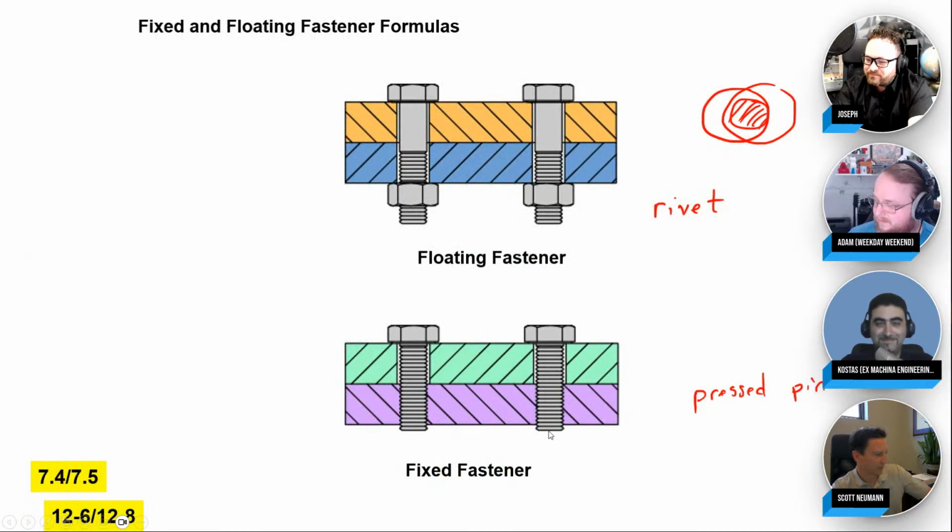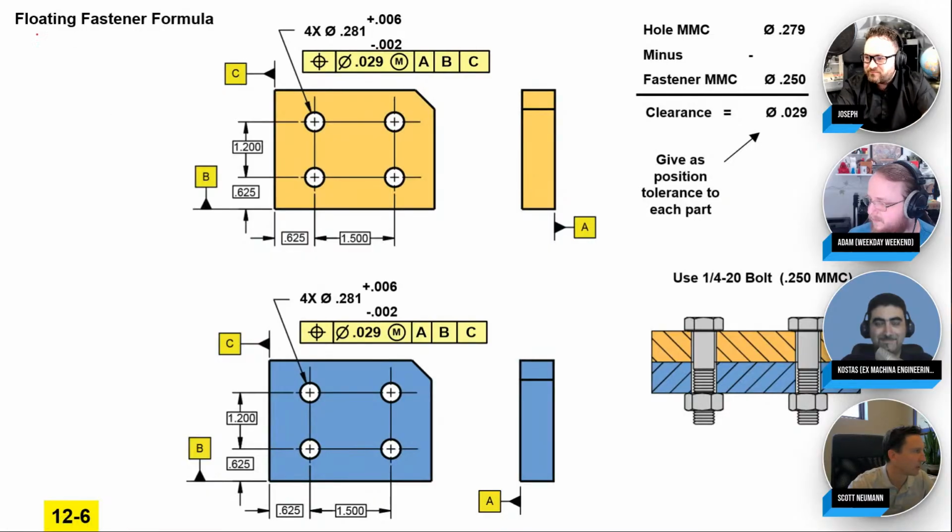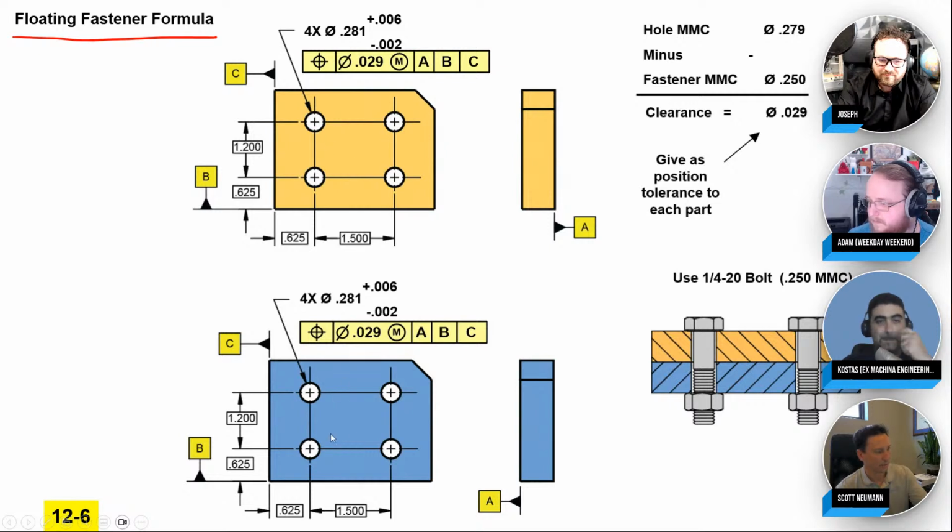All right, well, great. Let's learn both of these formulas for the calculations on our position tolerances. So we'll start with the floating fastener. That's where we have our two parts, the orange and the blue, and the orange has clearance holes in it and the blue has clearance holes in it. The ultimate goal is to make sure that the orange holes can't be off their perfect location too much, and the blue holes can't be off their perfect location too much before it won't assemble anymore.